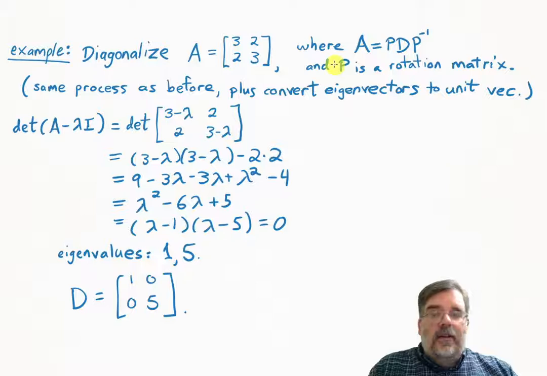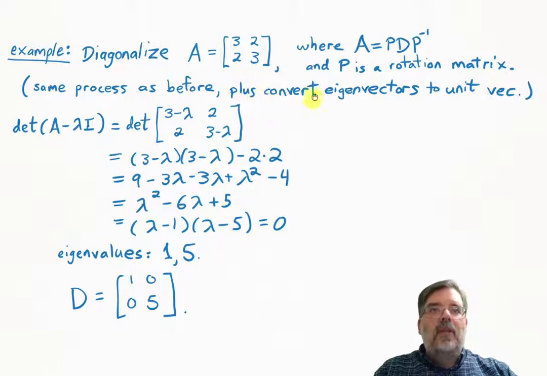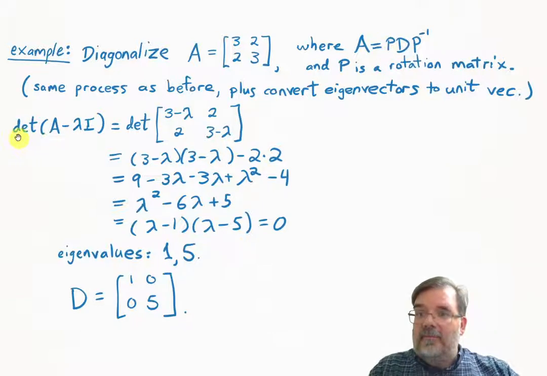So we're going to diagonalize. It's going to be exactly the same process as before, plus one extra step. When I pick eigenvectors, I'm going to convert them to unit vectors. And that's going to turn this into a rotation, which is kind of cool.